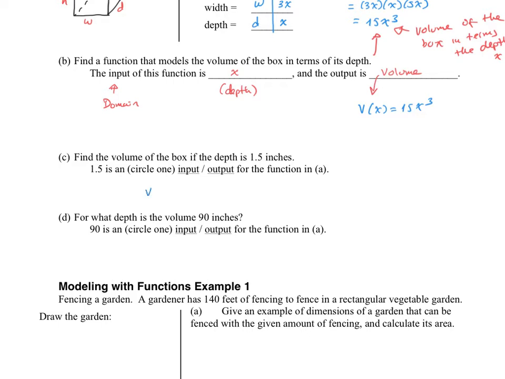Part C is asking you to find the volume of the box if the depth is 1.5 inches. So therefore this is asking you to find V of 1.5, which will be 15 times 1.5 cubed. Now you can pause the video and check with the calculator, and this is 50.625. Here 1.5 is the input because it's the value for x.